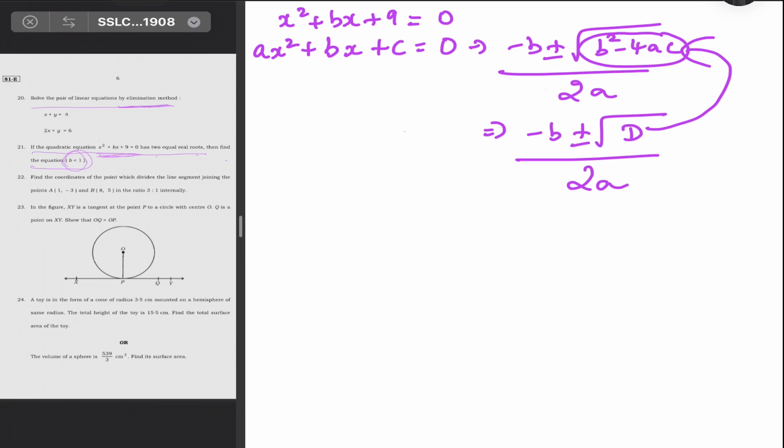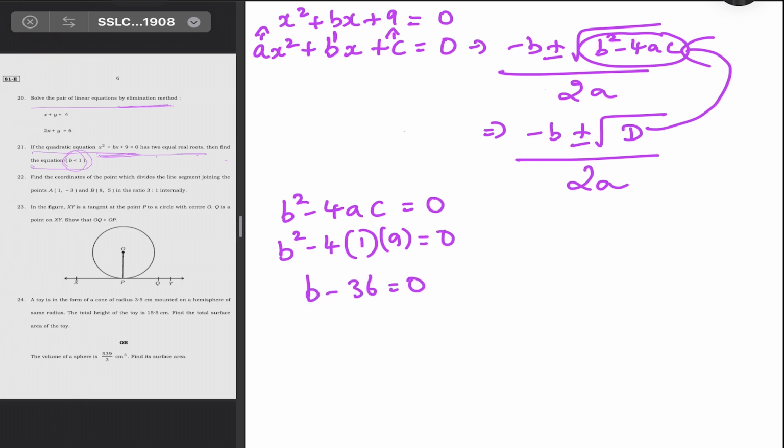So for this condition, the discriminant will be equal to 0. What is b square? On comparing, b is b itself, 4 as it is. What is a? Coefficient of x square. It is 1. c is the constant, 9. So b square minus 36 is equal to 0.